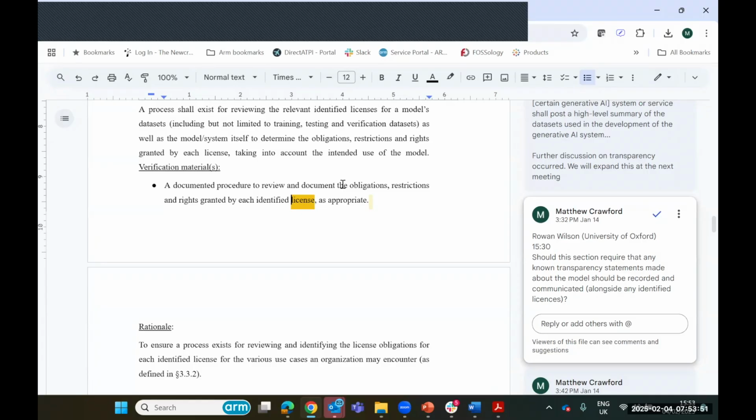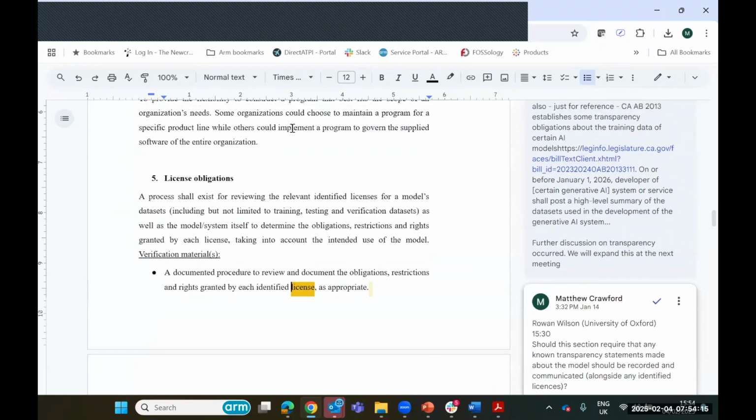So this is not about disclosure, though. It sounds like Rohan's comment is going after disclosure of identified licenses. I don't think we talked about that in the license section. You know what I mean? Should this section require that any known transparency statements made about the model should be recorded and communicated alongside the identified licenses? So we say a process shall exist for reviewing relevant identified licenses, and then we say and transparency statements.